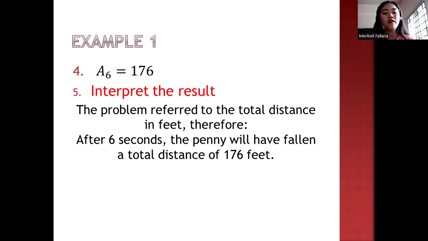Again, what is step 1? We're going to identify the value of the common difference and A sub 1. After that, we identify what formula we are going to use. Then step 3, we plug in the value of B and A sub 1. After plugging in, we simplify, then evaluate, and after that, we interpret our answer. Okay, so let's proceed to our next example.